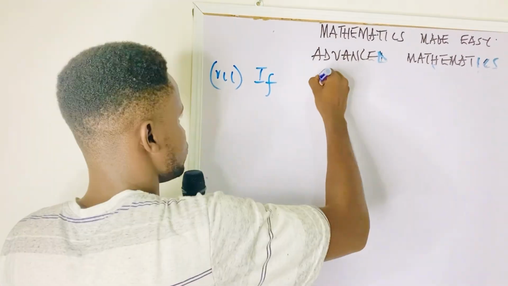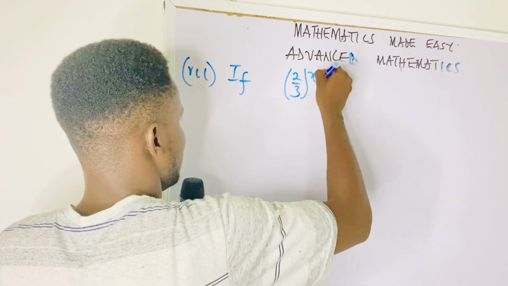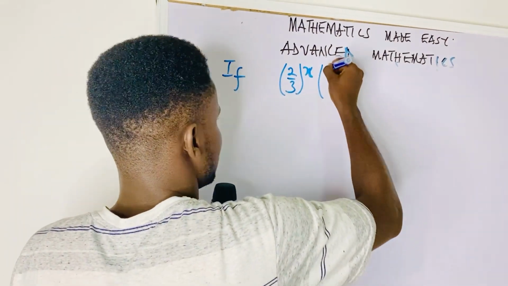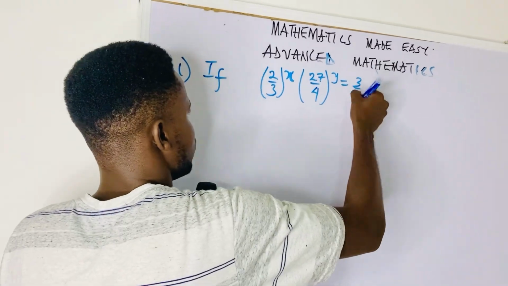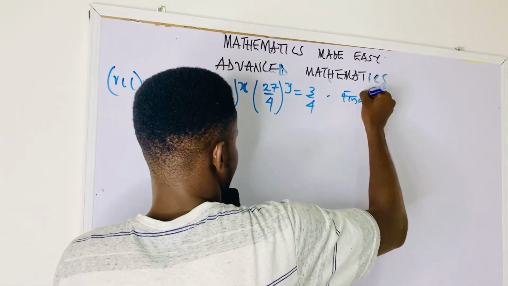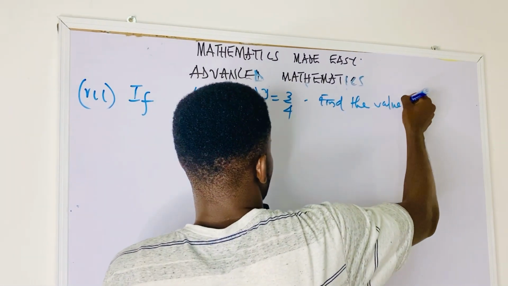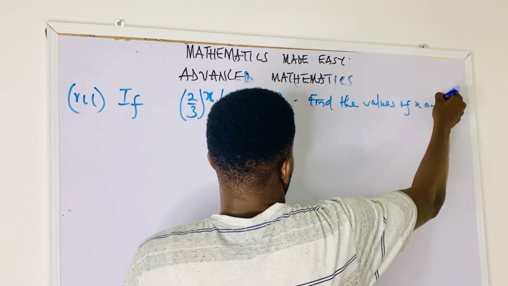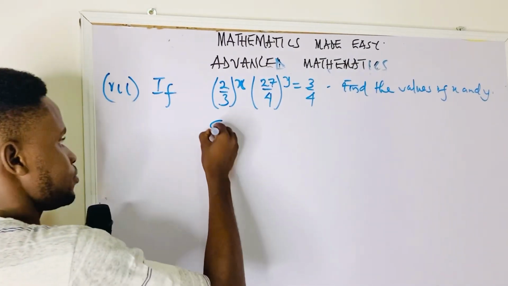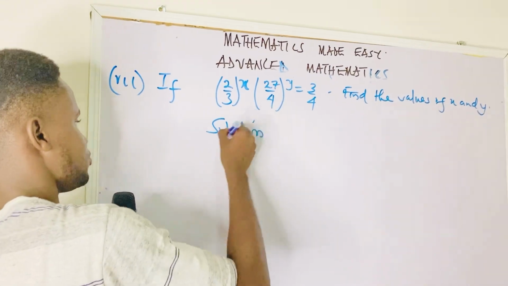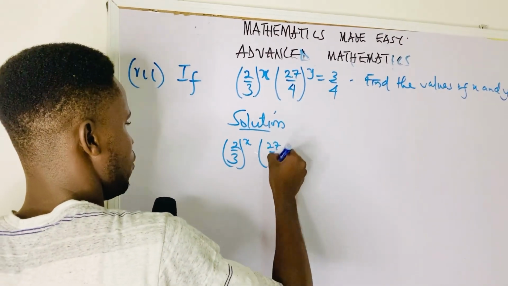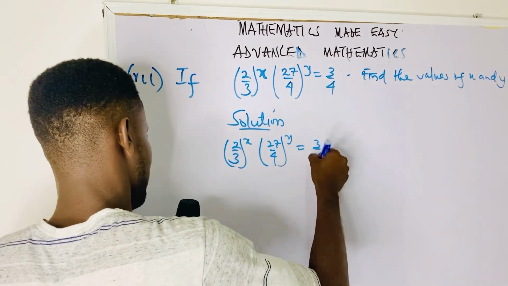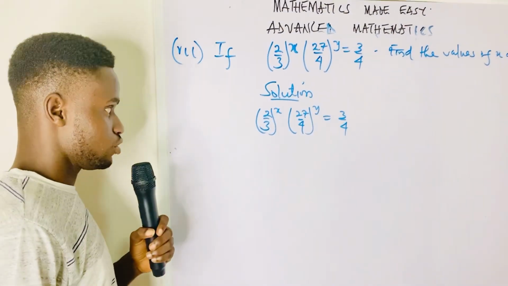If I give you something like (2/3) raised to power x times (27/4) raised to power y equals 3/4, and you have to find the values of x and y, now how do you solve this? We are given (2/3) raised to power x times (27/4) raised to power y equals 3/4. Now how do you solve this?